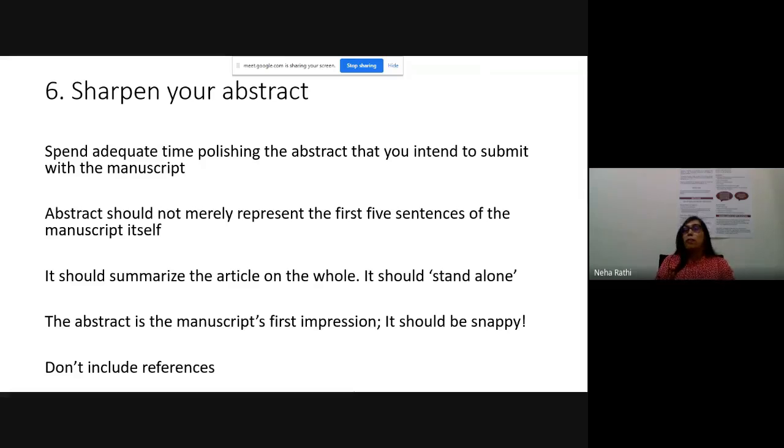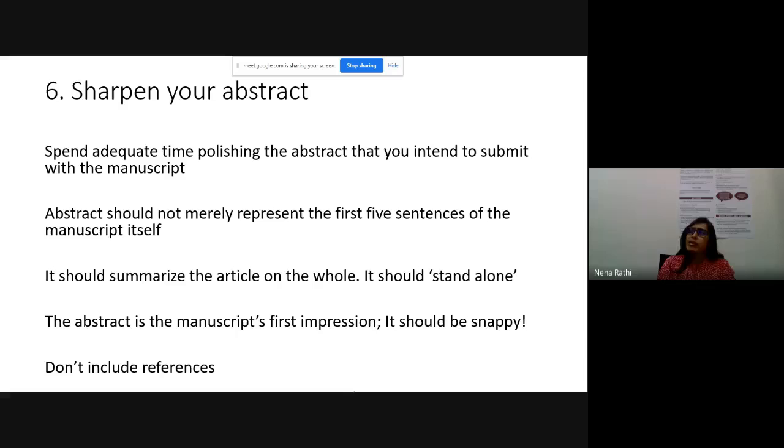Yes, you need to sharpen your abstract, there's no doubt. If the movie's trailer is not good, you don't want to see the movie, right? So if your abstract is not good and not attractive, I'm sure the editor would not pass it on to the reviewers. So spend adequate time polishing the abstract that you intend to submit with the manuscript.